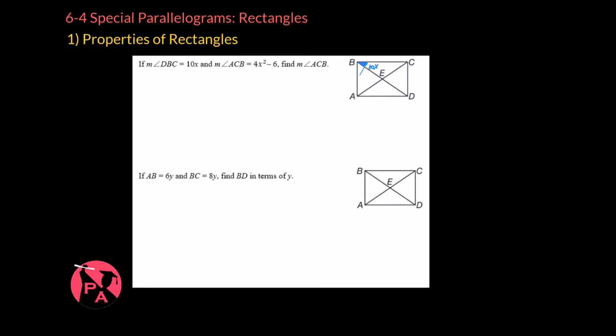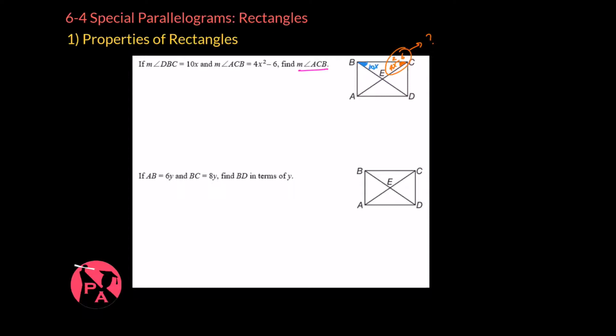The second given angle is measure of ACB. Angle ACB is right here. And that orange angle is 4x minus 6. Find measure of ACB. Measure of ACB is the orange angle, by the way. This is what we need to figure out, but first we need to know what x is equal to.